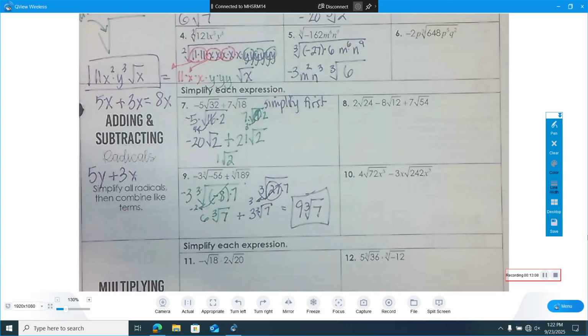Did you guys do this in Algebra 1? I don't know. Maybe. That was a long time ago. Algebra 1? I would have done this in Algebra 1. Yeah.